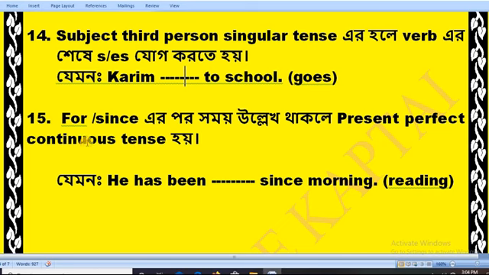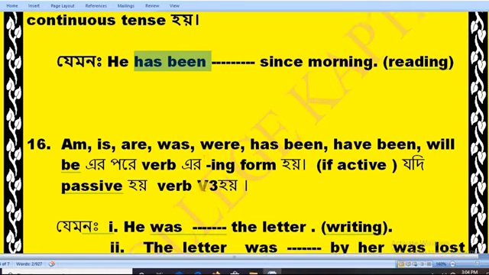Now 15. If you see in gap filling activities since or for, and after since or for there is a time marking word. Okay, since morning, for 2 days, for 3 days, you have to write this sentence in present perfect continuous tense or past perfect continuous tense. That means you have to add here have been or has been or had been, and then the verb will be in ing form. Okay.